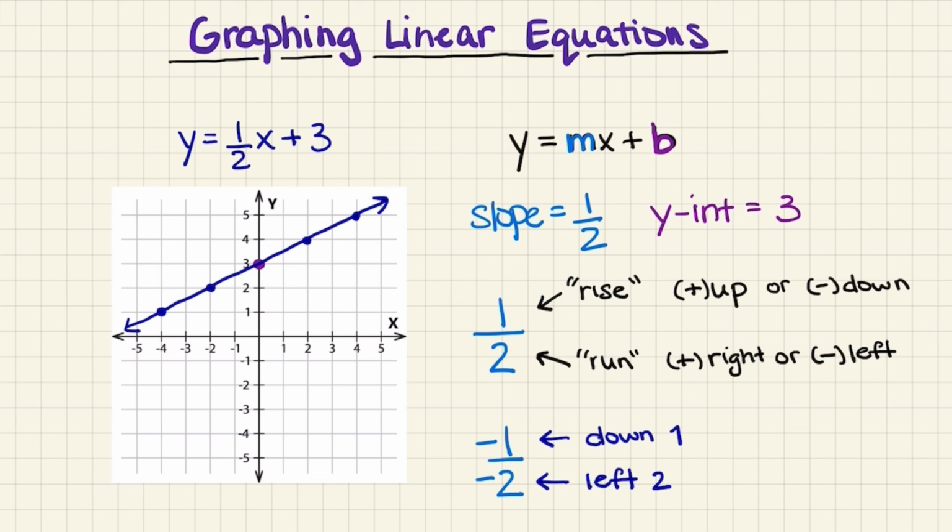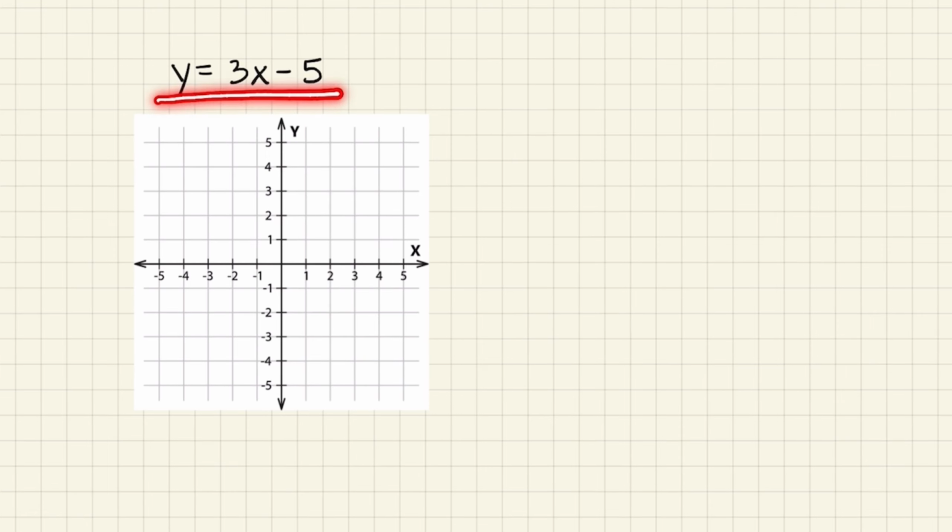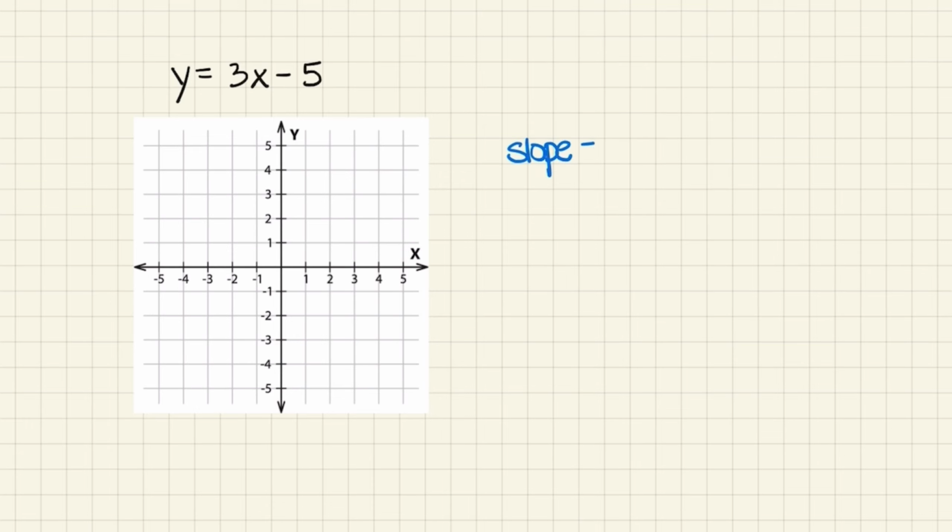All right, let's look at another example. Here we have another equation in slope-intercept form. So remember, the number with the x, that's the coefficient of the x, is the slope. And then the number by itself is the y-intercept. So the slope is 3, and our y-intercept is -5.